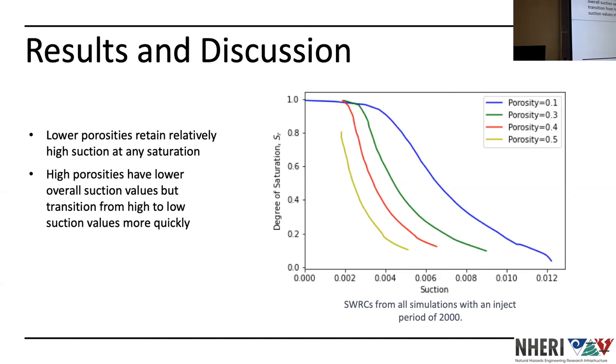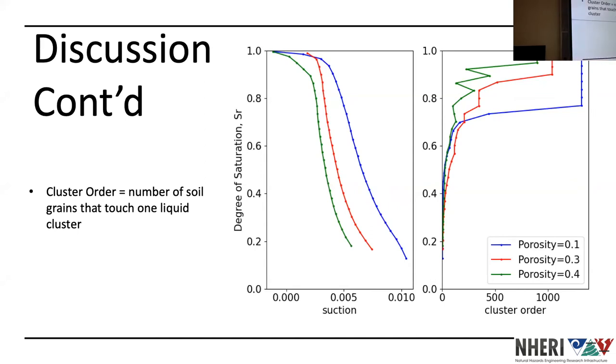And then here, you can see the models. Getting into a more exciting bit, when comparing the soil water retention curve to the cluster order, which is the average number of soil grains in a cluster, what we use the cluster order for is determining when the capillary state was hit. Again, the capillary state is when soil grains are submerged and the liquid clusters are combined into one big liquid cluster.